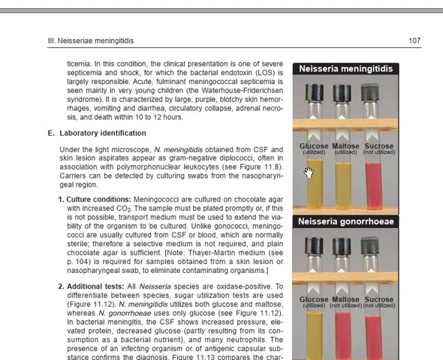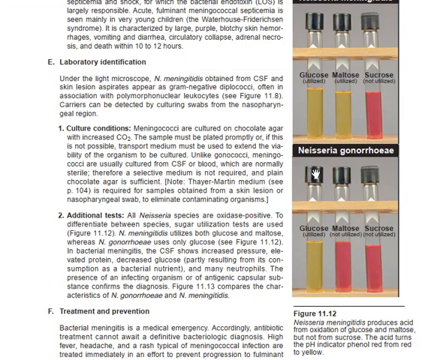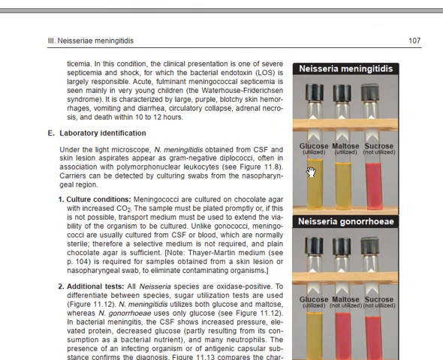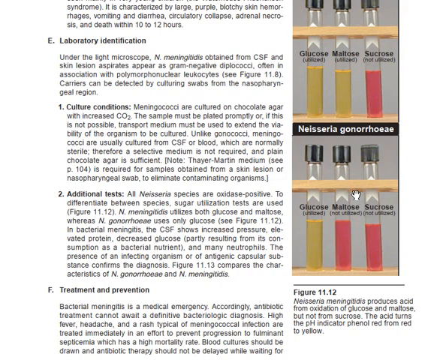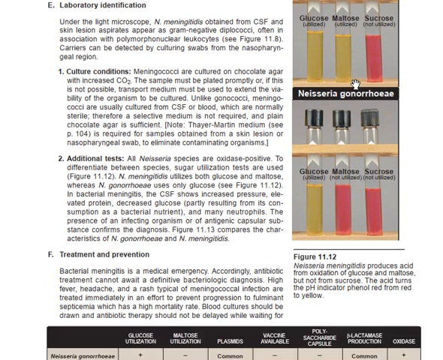So to test for Neisseria meningitidis, you can use 3 test tubes, one with glucose, one with maltose, and one with sucrose. Is it clear? So in case of Neisseria meningitidis, you see that it is going to produce acid from the oxidation of glucose and maltose. Is it clear? So acids are going to be produced when this and this are oxidized, but sucrose cannot be oxidized to produce acid.